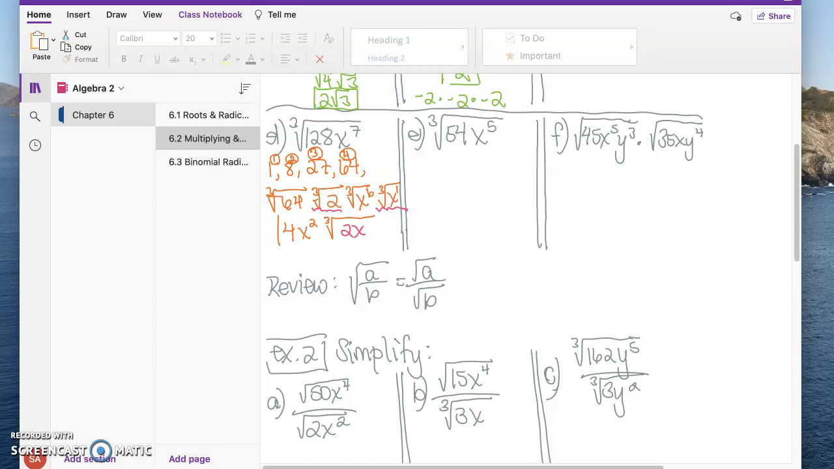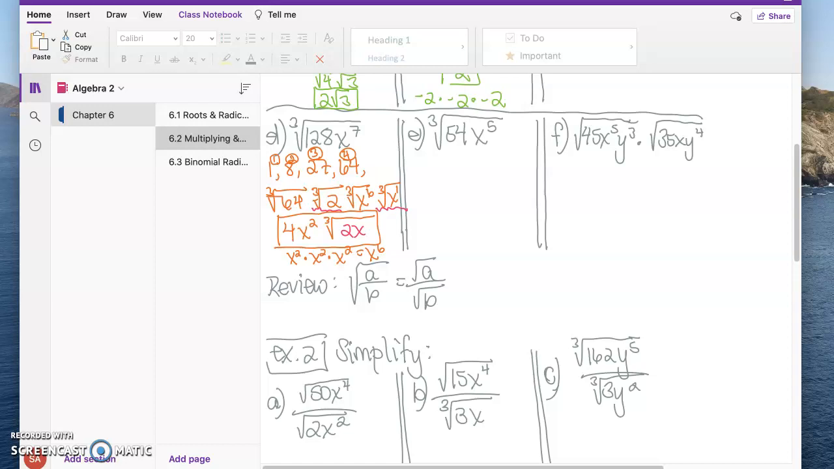Let me show you why the cube root of x to the 6th is x squared. x squared times x squared times x squared equals x to the 6th. So the cube root is going to be x squared because we're looking for something times itself, right? All right, so let's do it again.